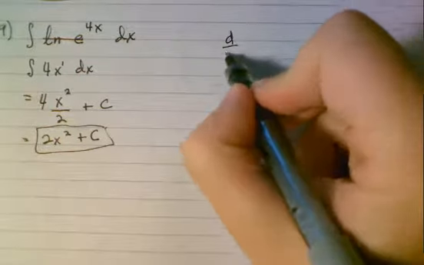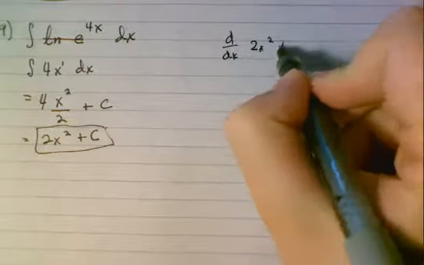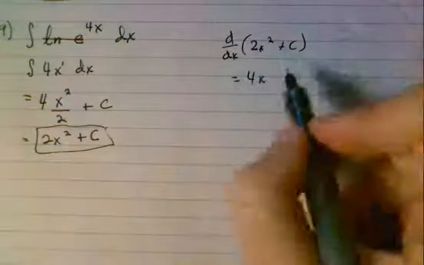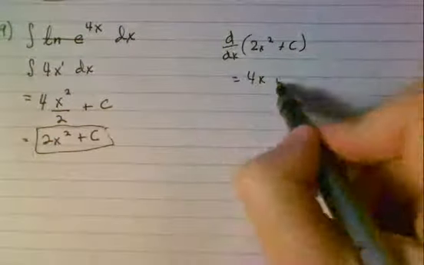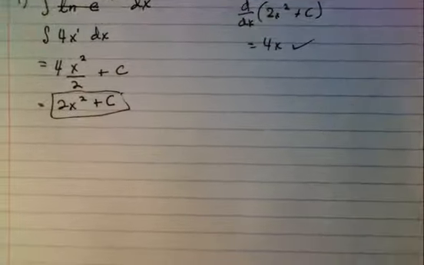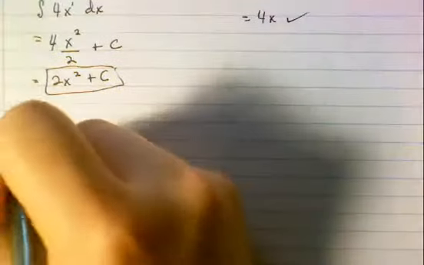But we can take the derivative of 2x squared plus c. That's 4x. And that is indeed what we had there. So let's go ahead and end this section with the check for understanding.